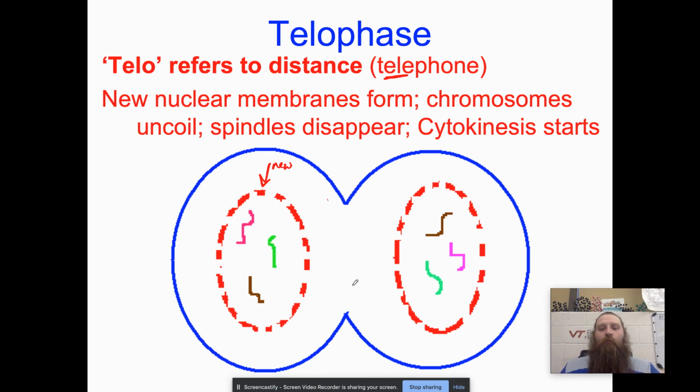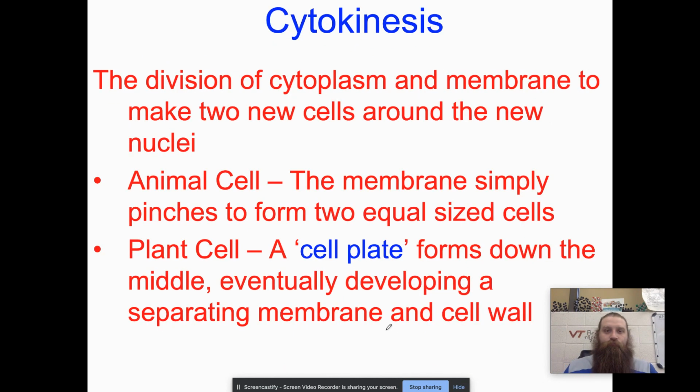The centrioles are gone, and cytokinesis starts. Now, cytokinesis is the movement right there. It's this pinching of the cell. And eventually, you're going to get 2 new cells, cell number 1 and cell number 2, just like that. They'll be 2 daughter cells.